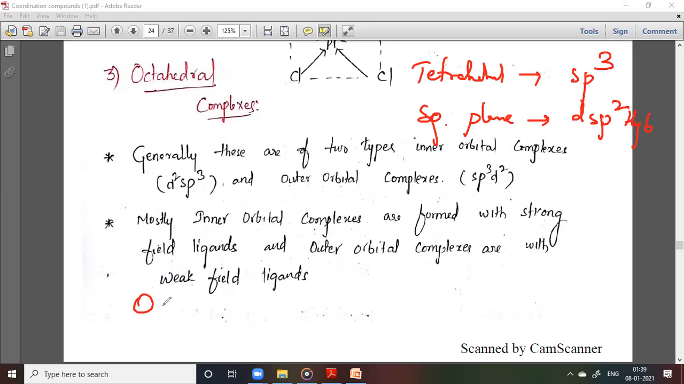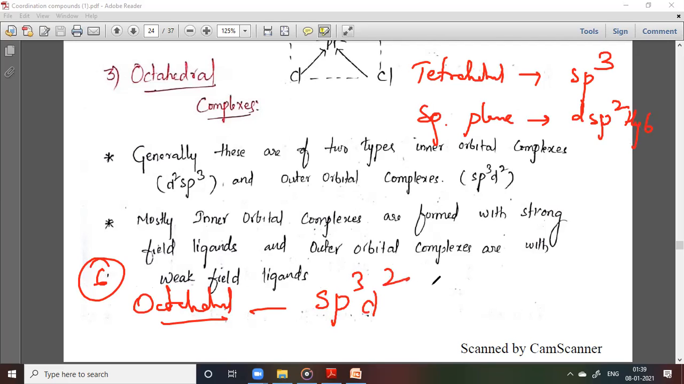But if it is octahedral, what is the geometry here? Octahedral means definitely six ligands are there. Then the hybridization is sp3d2 or d2sp3. So here we have two types of hybridizations. One is sp3d2 and another one is d2sp3. What actually is the difference between these two?